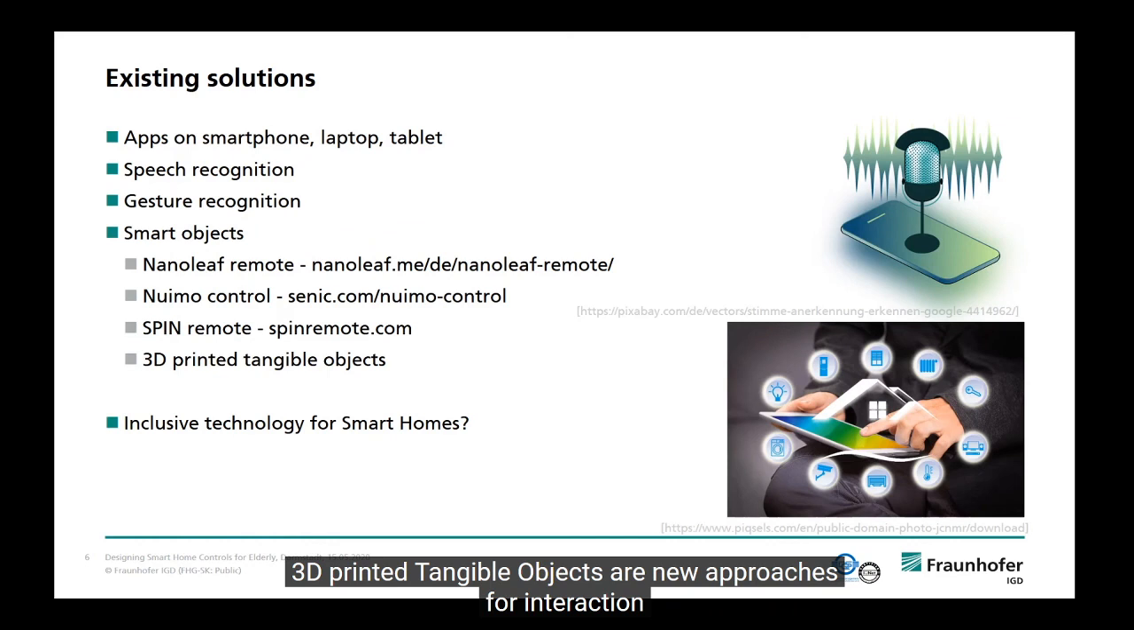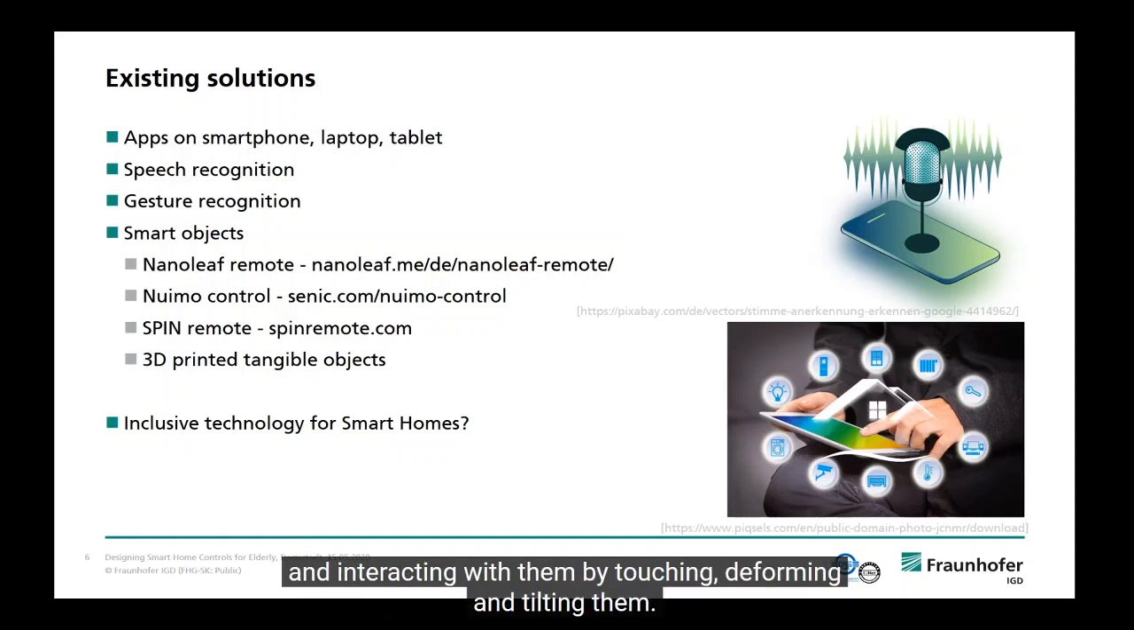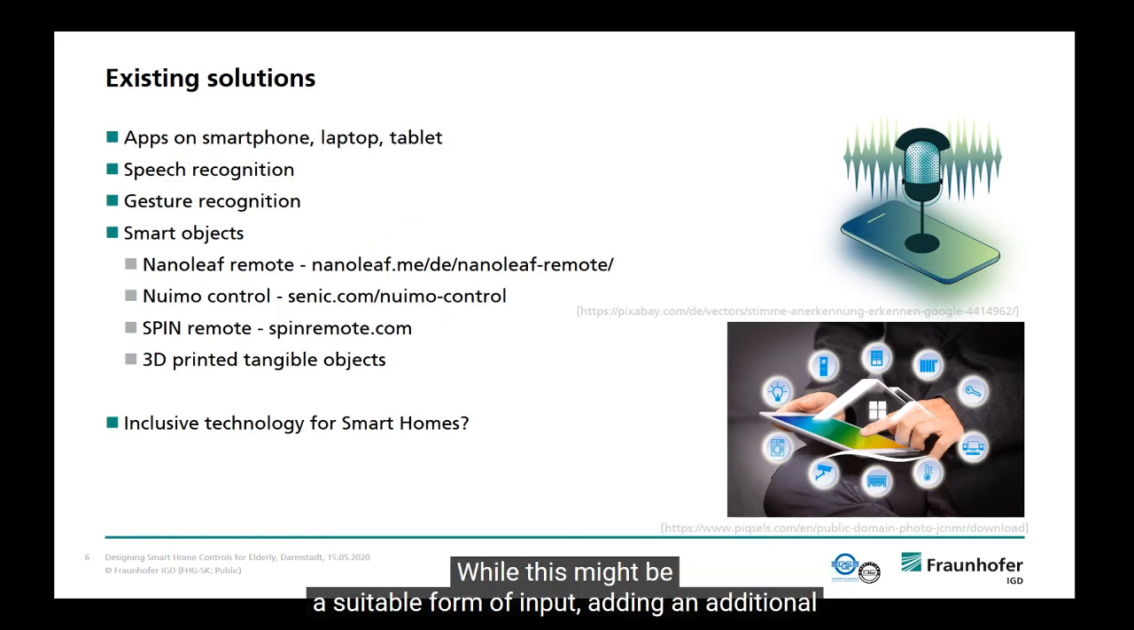3D printed tangible objects are new approaches for interaction controls. The input is created by placing the objects on the surface of the screen and interacting with them by touching, deforming, and tilting them. While this might be a suitable form of input, adding an additional means of input that is not immediately recognized by elderly adds another layer of complexity which is not desired.